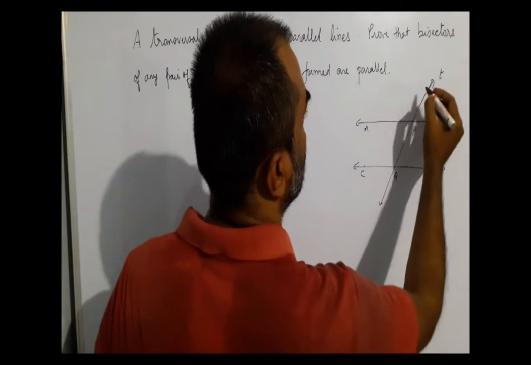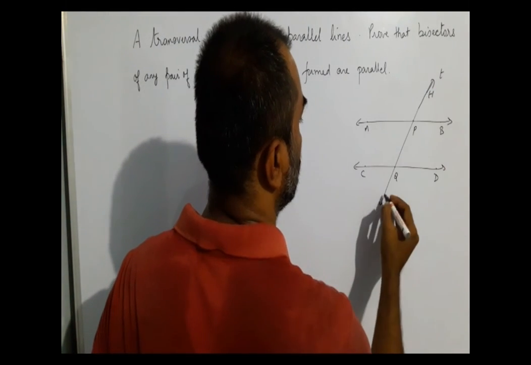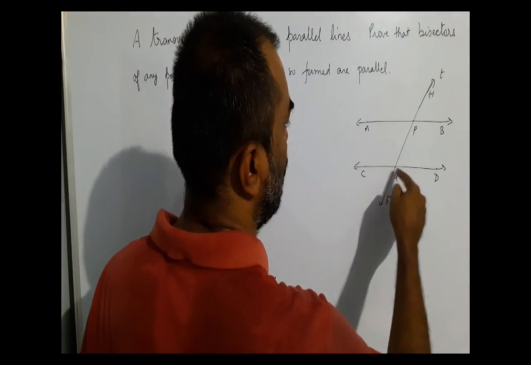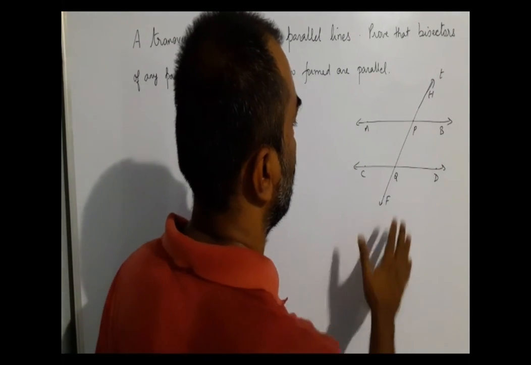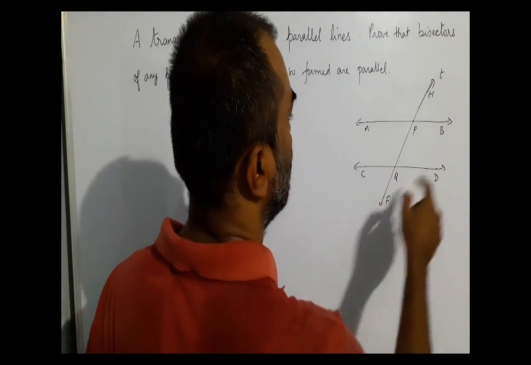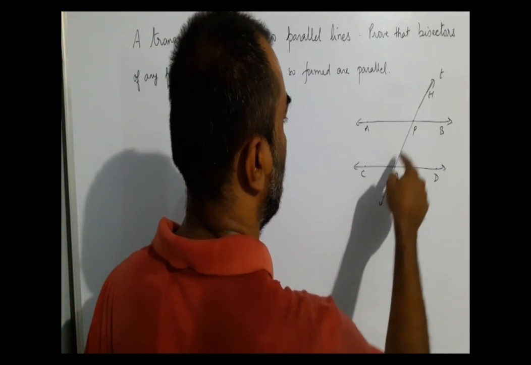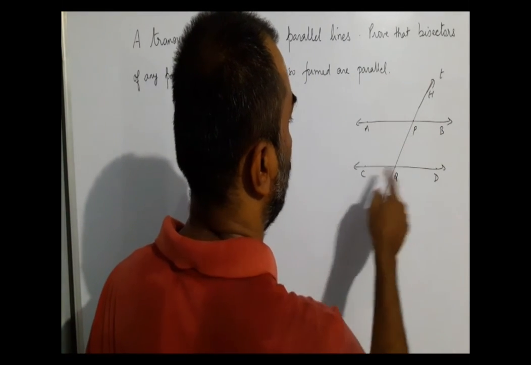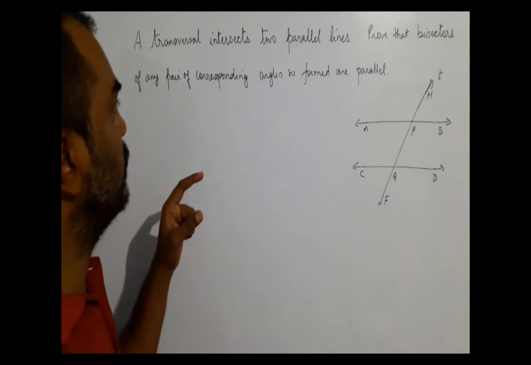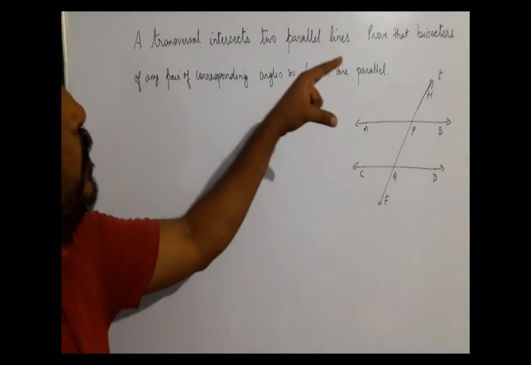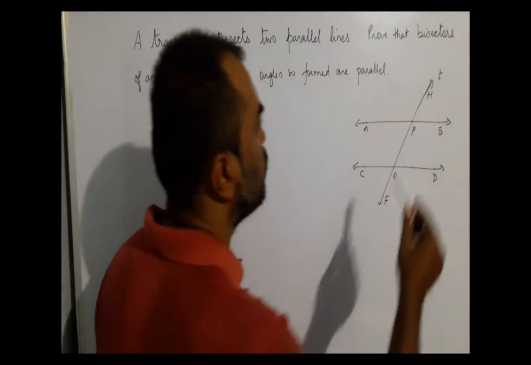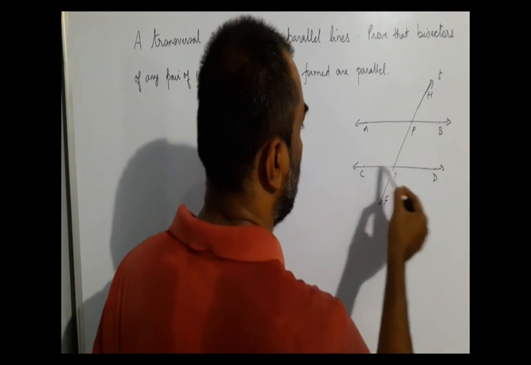Okay, so I'll have to write the points here. Let me call this H, let me call this F. So HPB and PQD are corresponding. Then QPB and FQD are corresponding. HPA and PQC are corresponding. APQ and CQF are corresponding. So there are 4 pairs of corresponding angles. Now they say prove that the bisector of any pair. So let us pick up one pair. Let us pick up HPA and PQC.